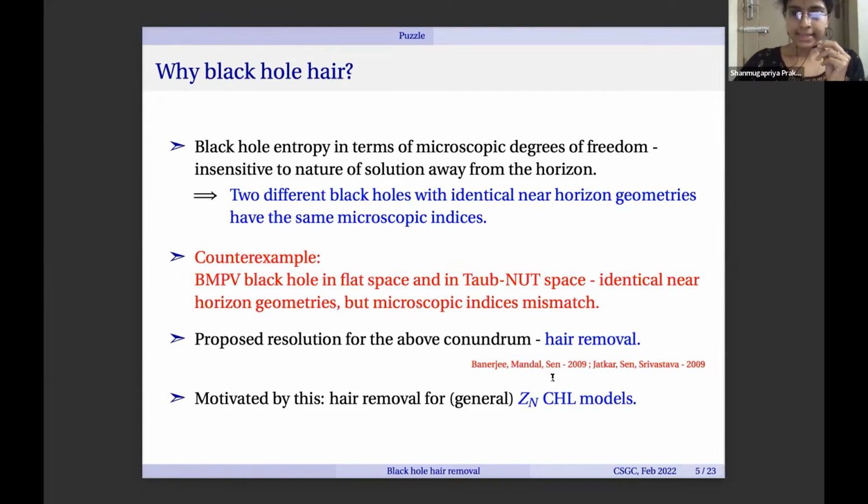Banerjee, Mandal, and Sen in 2009 proposed black hole hair removal as the resolution for the above conundrum. Basically, once we remove the contribution to the indices from the hair modes and have the pure horizon contribution, there is perfect matching. Again, in 2009, Jatkar, Sen, and Srivastava explicitly constructed these hair modes. Motivated by this, we will also construct hair modes, and we also propose black hole hair removal as a resolution for the above puzzle for the case of general Z_N CHL models also.